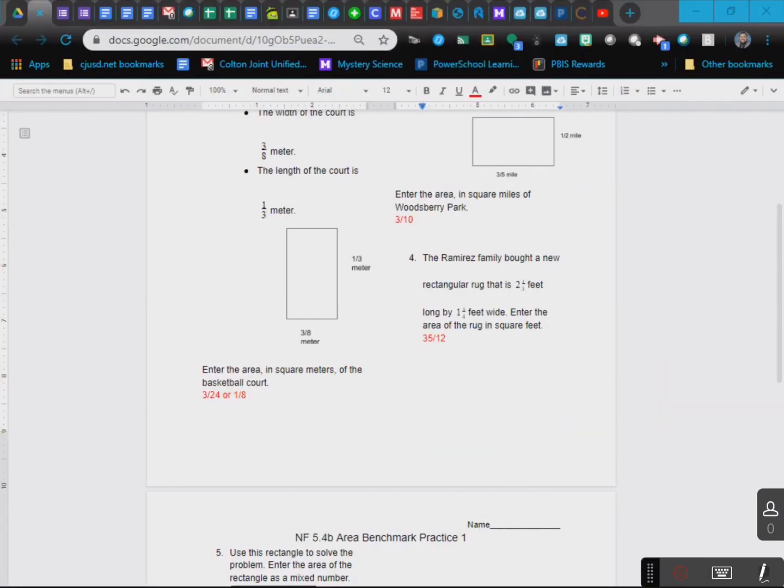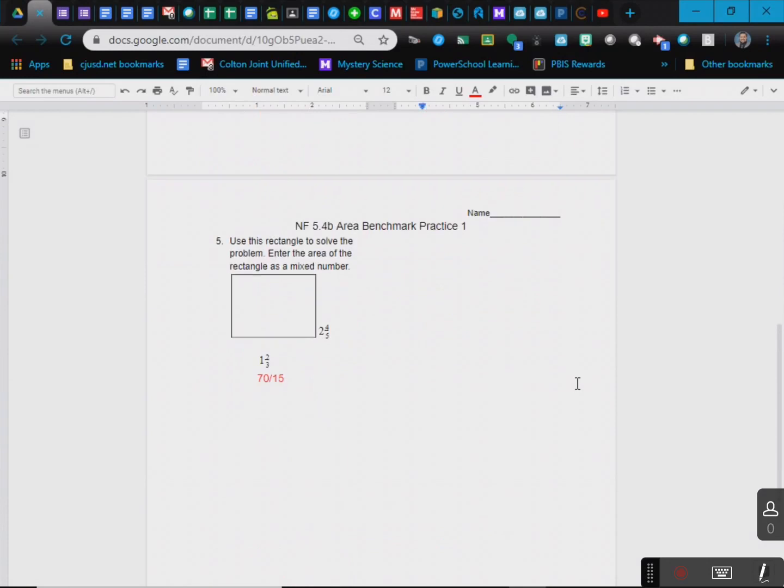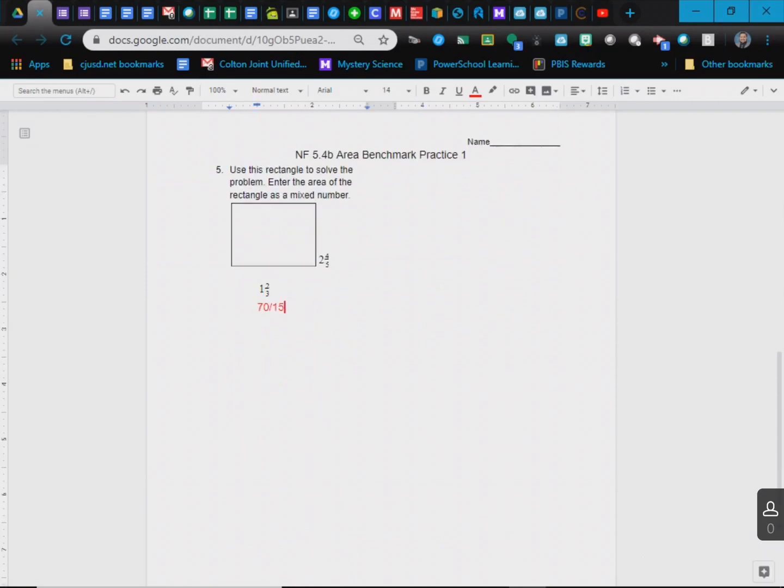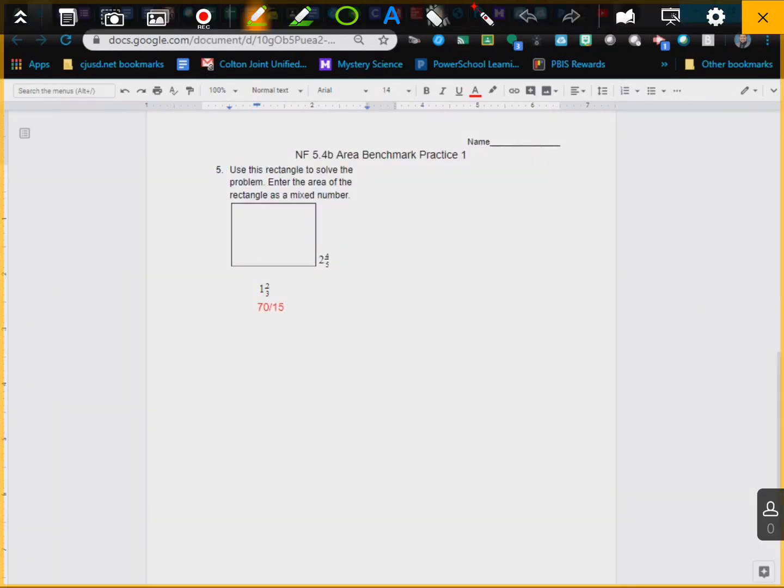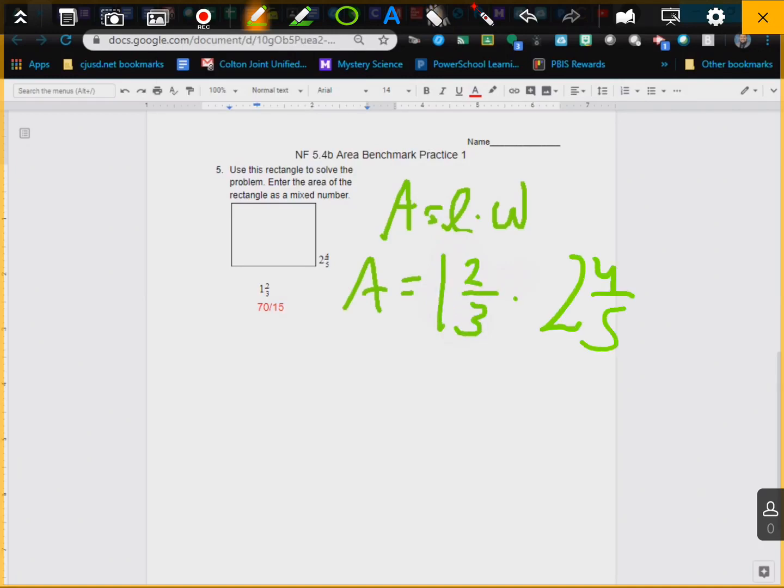All right, let's go ahead and let's do number 5. Hopefully I did this one right. We'll take a look right now. So it says area, right? Length times width, which is going to be, the length is 1 2/3. We'll see if that's the length. The order doesn't really matter. 1 2/3. Let me make that a little bit clearer. 1 2/3 times 2 4/5. And you guys know that this dot in the middle is the same as a times. Okay, it's a multiplication sign.